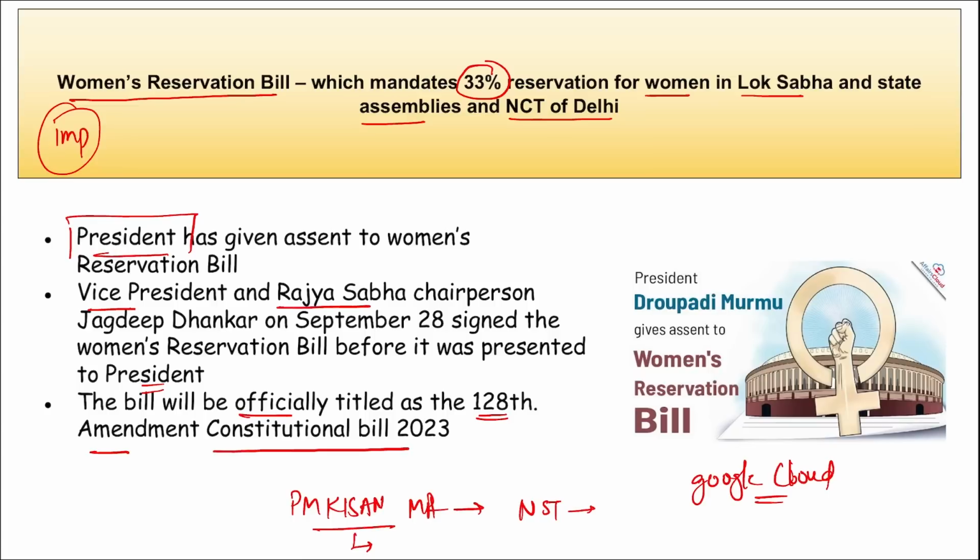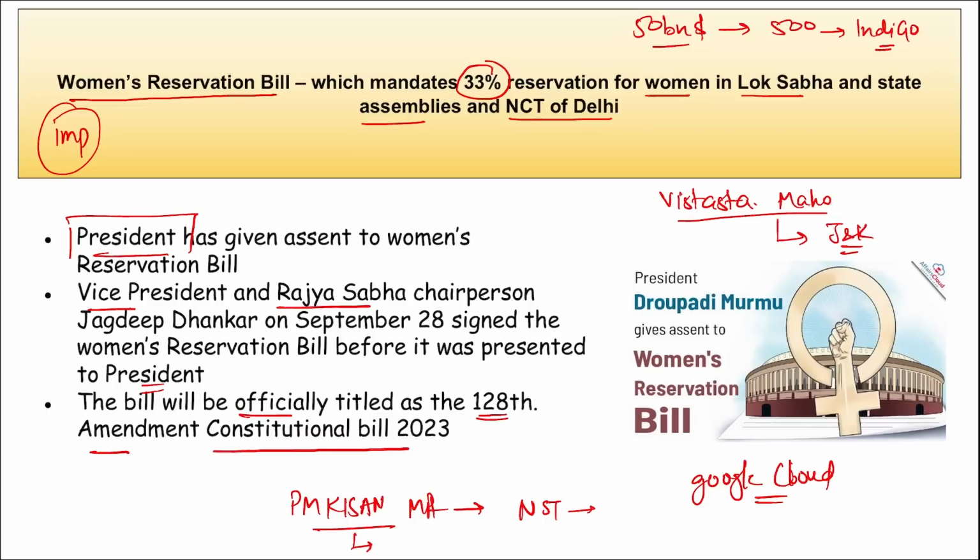Apart from this, which airline has ordered 500 Airbuses worth $50 billion? And for this, 500 Airbuses have been ordered. They were ordered by Indigo. Then Vitasta Mahotsav. I repeat, Vitasta Mahotsav. This was observed where? It was observed in Jammu and Kashmir.